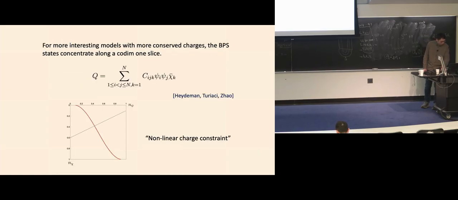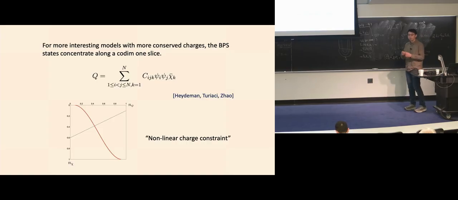Now let me discuss some more complicated cases. For more interesting models with more conserved charges, the BPS states will be concentrated along some codimension-1 slice in this space of charges.